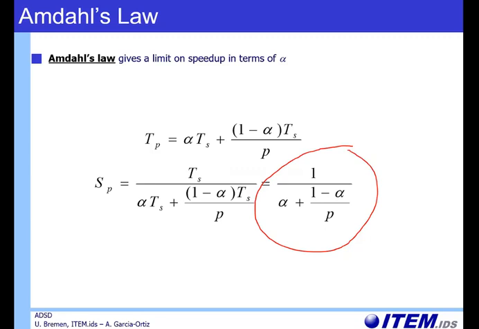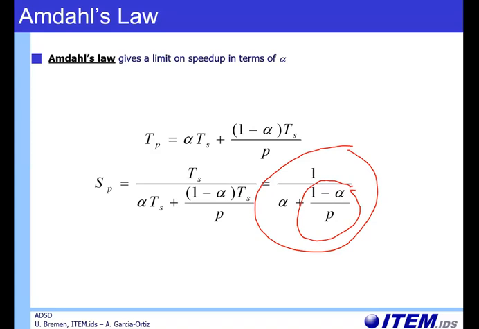So if you increase P, the term (1 minus alpha) divided by P gets smaller and smaller. But even if you put an infinite number of processors, even if this part is 0, you are never going to get something better than 1 divided by alpha. And this limit is the so-called Amdahl's law. This is the maximum speedup that you can get as a function of alpha, the part of your algorithm that you cannot improve.